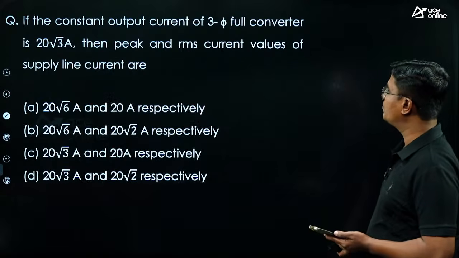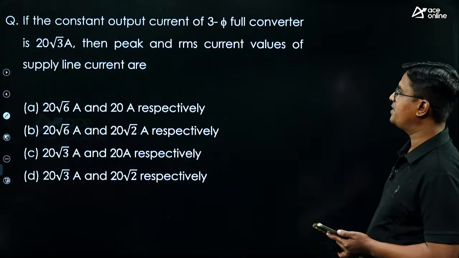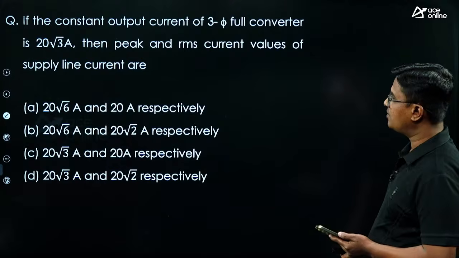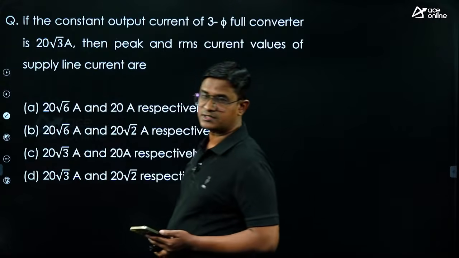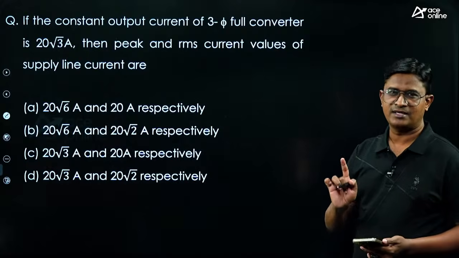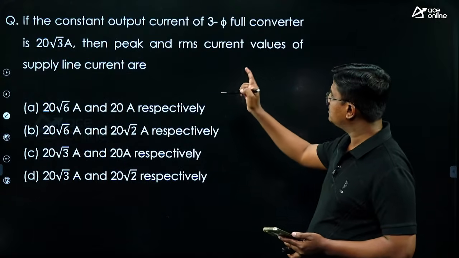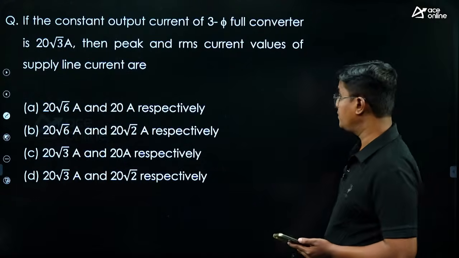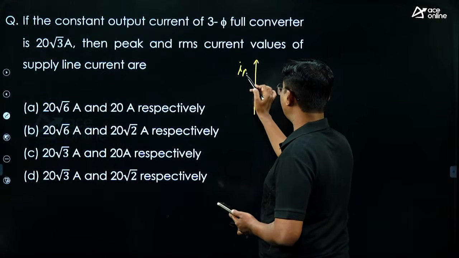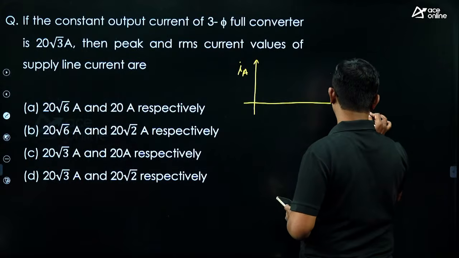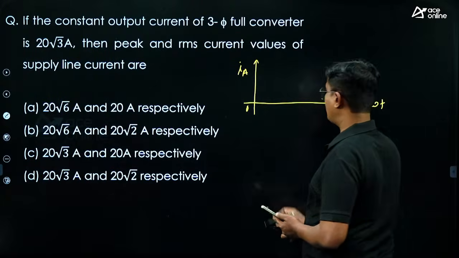If the constant output current of a 3-phase full converter is 20√3 ampere, then what are the peak and RMS current values of supply line current? Supply line current means IA waveform. They are not asking thyristor current. They are asking supply line current value for 3-phase full converter. If you recall, during our analysis of the 3-phase full converter we have drawn the IA waveform. How is the waveform we have drawn?